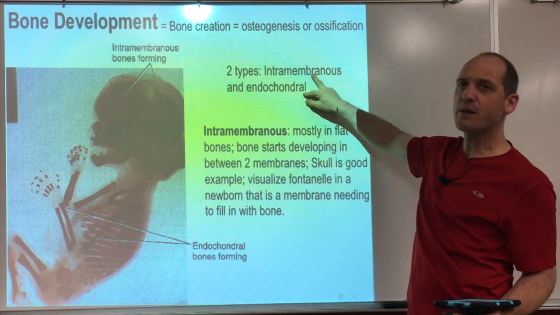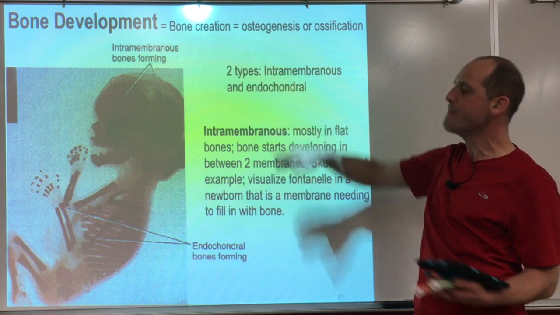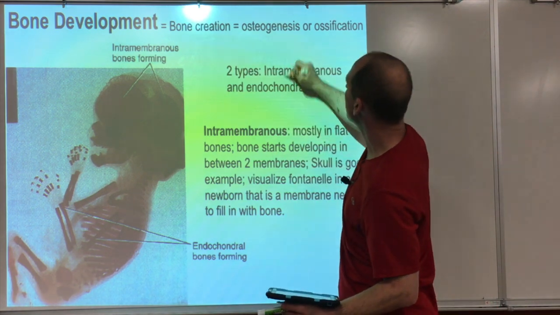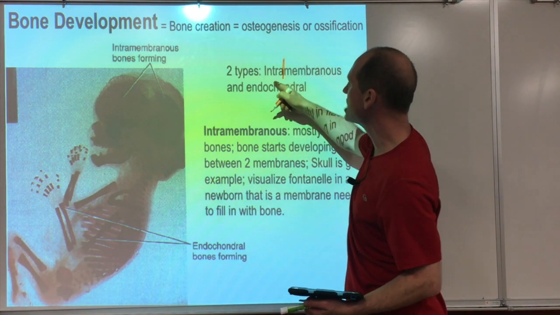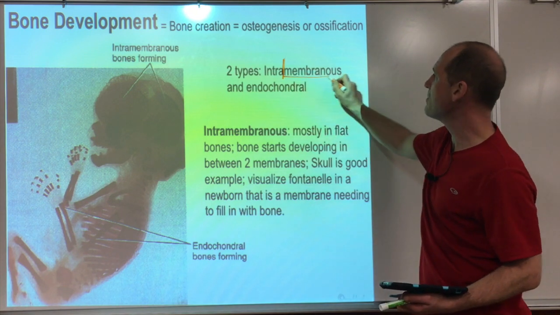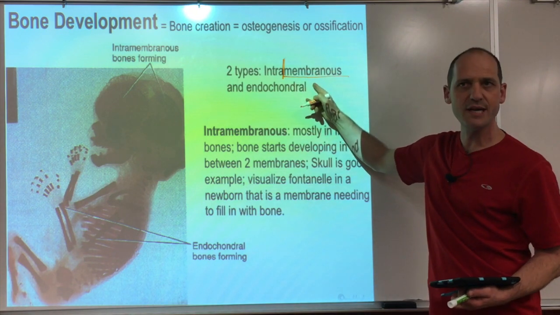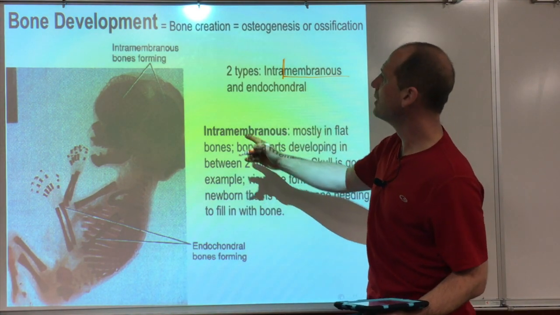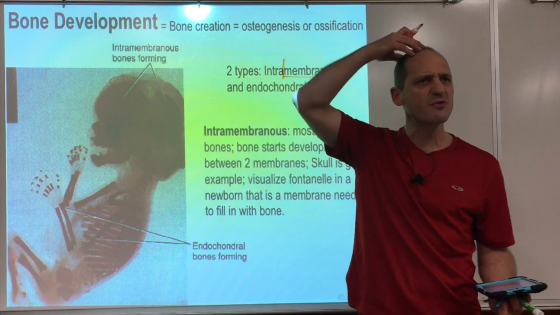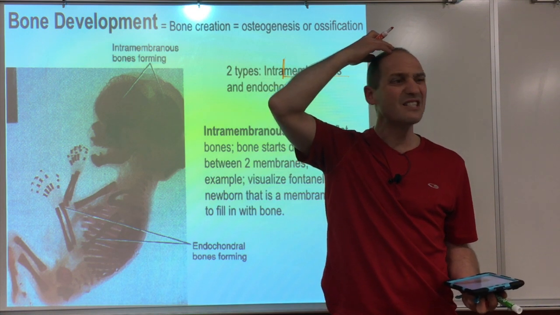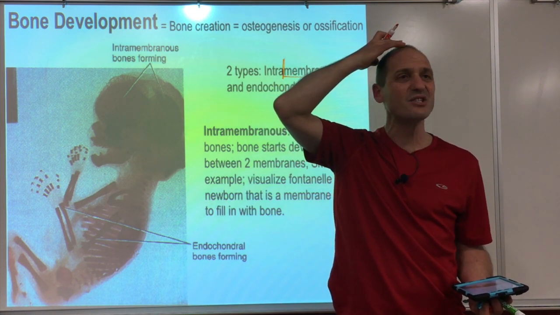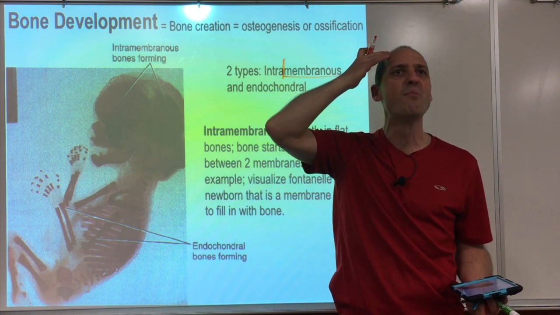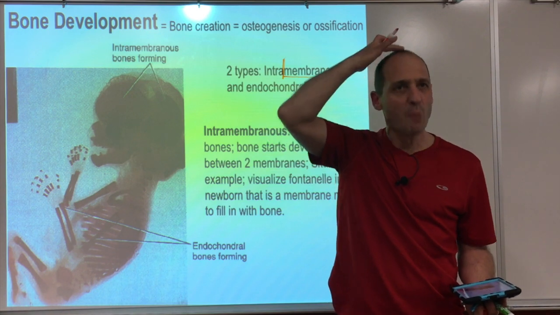We have two types by which we can make bone. One is known as intramembranous. And intra means inside, in between two membranes. Like the skull. You know the soft spot, we talked about the soft spot, right? That's the membrane. And then when the soft spot fills in with bone, then it's bone.